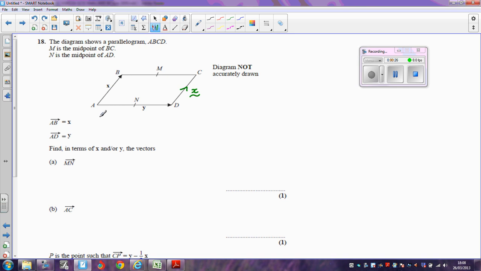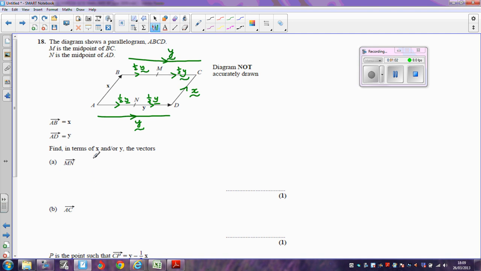And we're told that AD is the vector y. I'm going to put it there, I think it's a bit clearer. And if that's the vector y, we're told that M and N are the midpoints of these sides. So if N is the midpoint of AD, then I know that that little bit there is going to be half y, and this little bit here is also going to be half y. So over here, this is parallel, so that's going to be half y, and this bit here is also going to be half y, and all the way from B to C must be y. I think it helps to get that information onto the diagram.